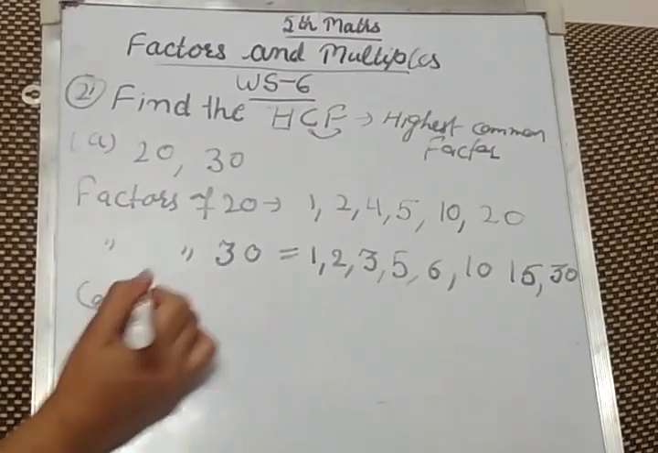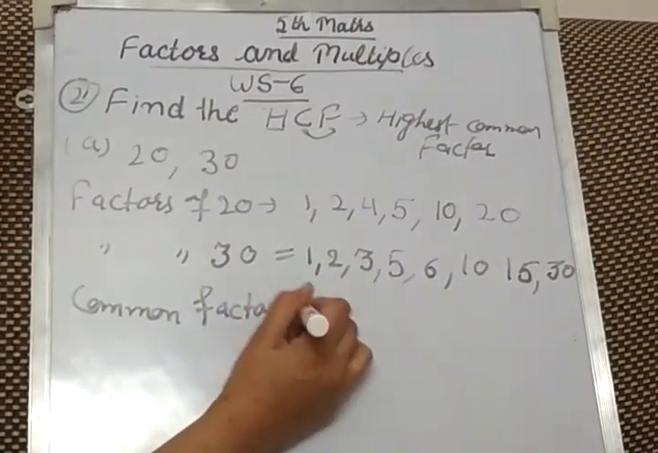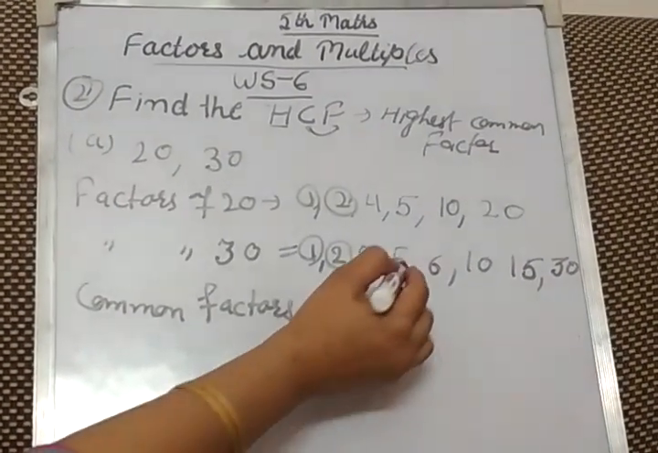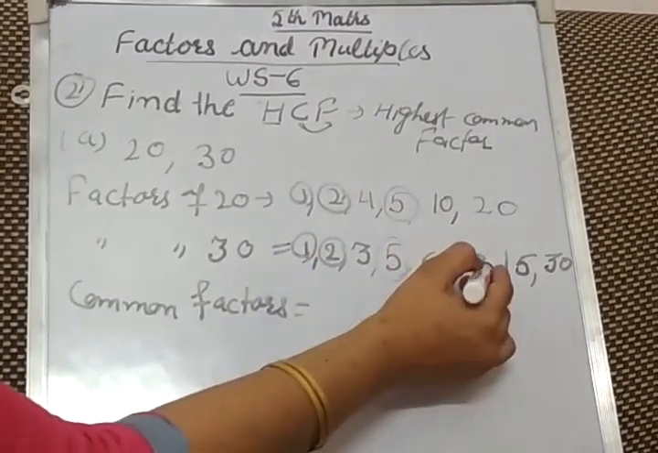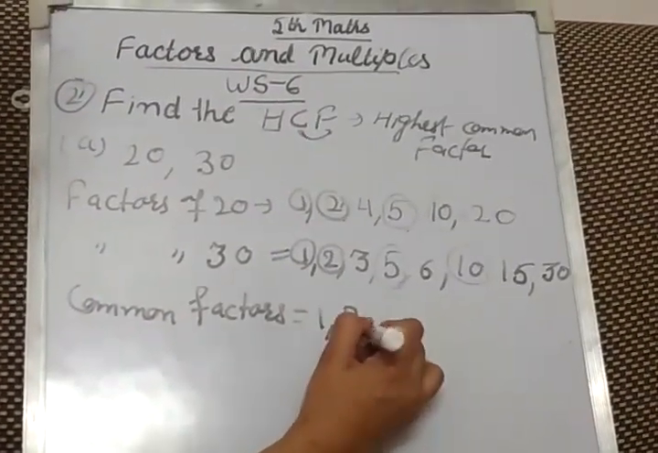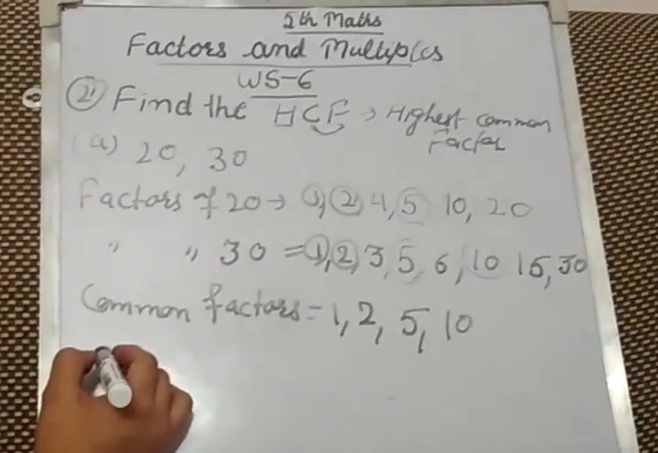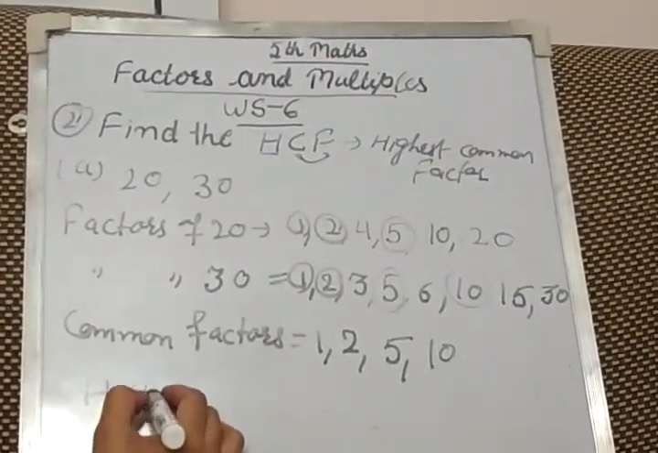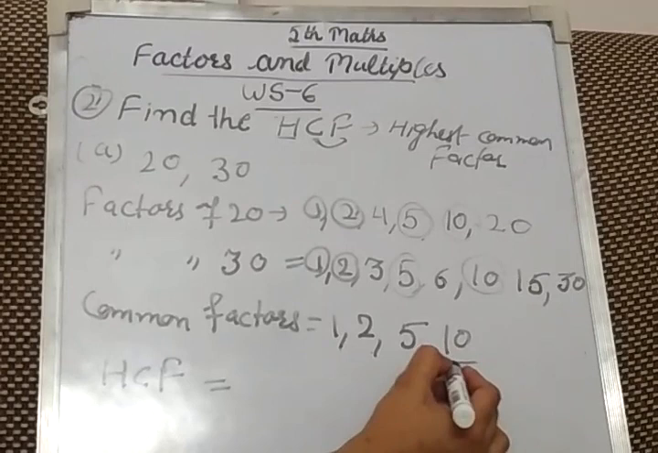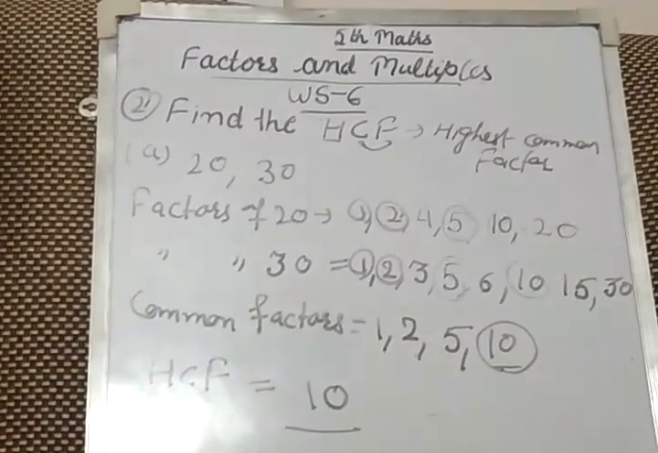Now the next step is common factors. 1 is common, 2 is common, after that 5 is common, and then 10 is common. It means 1, 2, 5 and 10 are the common factors. Now your next step is HCF, highest common factor. 1, 2, 5 and 10 are common, but which one is the highest? That is 10. It means your answer for the highest common factor is 10.